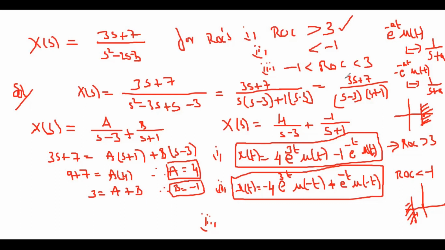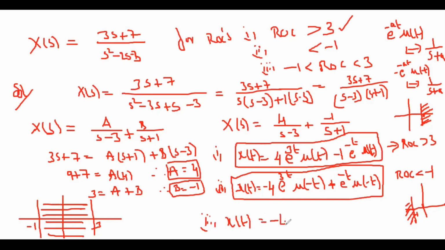So observe here, the ROC is in between minus 3, minus 1 and plus 3. ROC greater than minus 1 means it is a greater than, and ROC less than 3 means 3. So the ROC is in between. Minus 1 is greater than, and 3 is less than. So where the first value is 3, because the 3 is less than, you can write here minus 4 e power 3t mu of minus t.